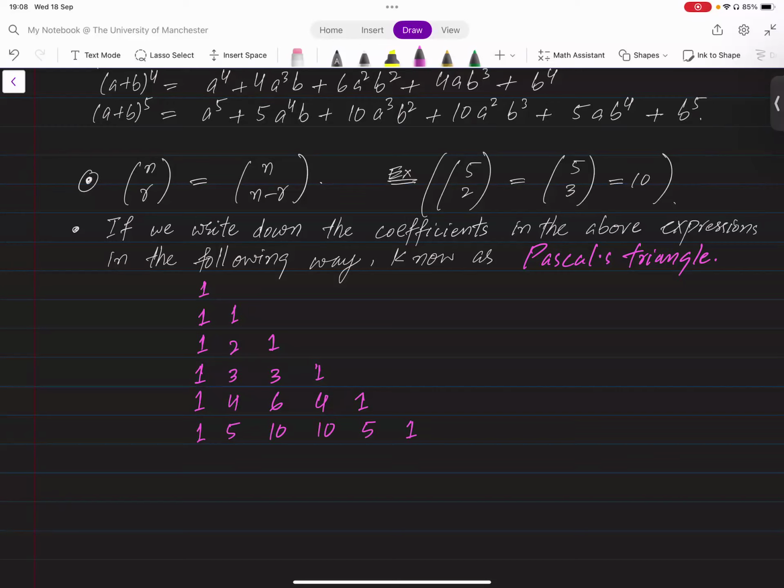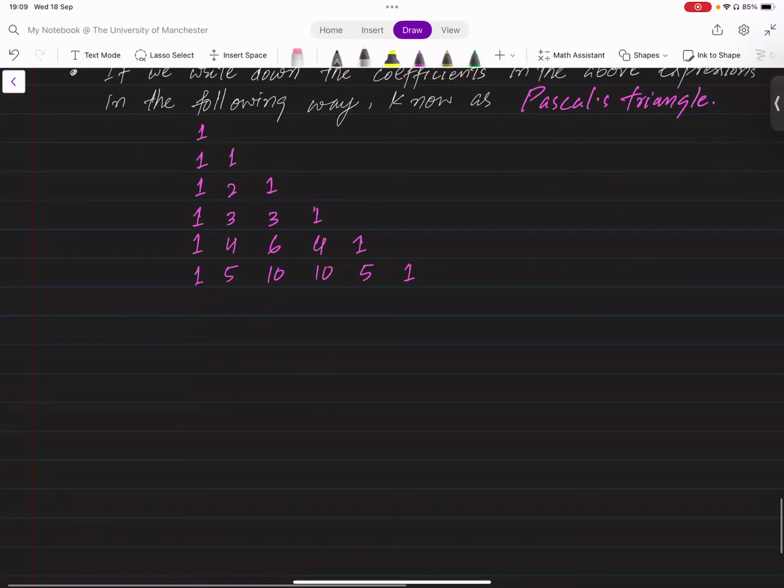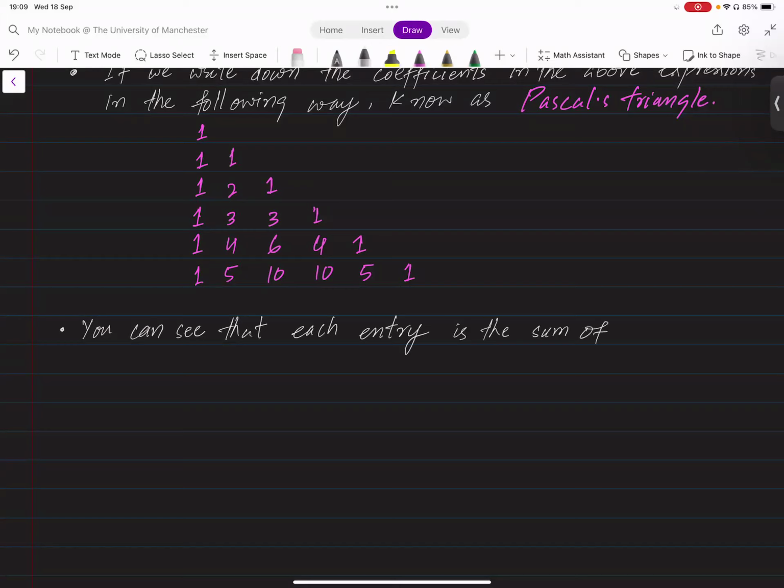Perfect. Then you can see that each entry is the sum of the one above it and the one to the left of that. Let's break that down.